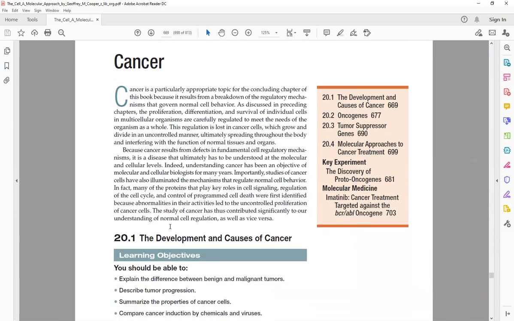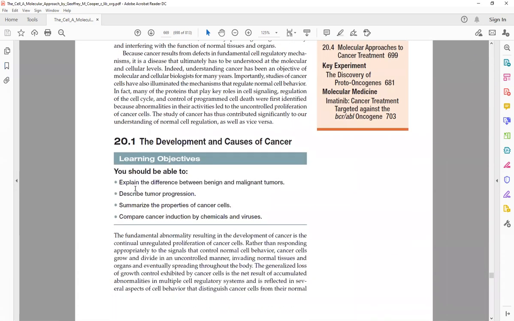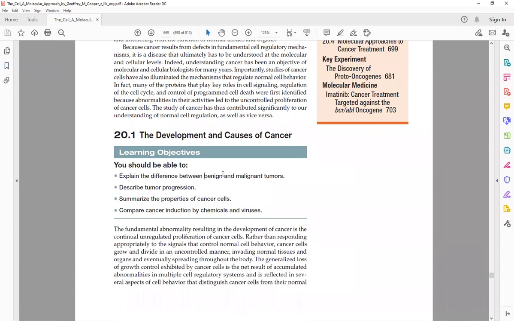Now, in this lecture, we will explain the difference between benign and malignant tumors. I will explain what benign and malignant tumors are, describe how tumor progression takes place, summarize the properties of cancer cells, and then compare cancer induction by chemicals and viruses, that is, how chemical induction of cancer takes place by different chemicals as well as viruses that induce the formation of cancer.